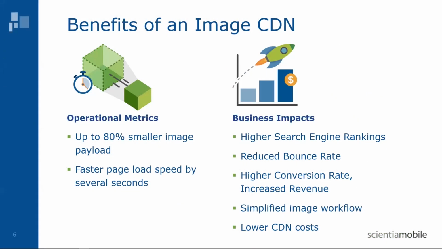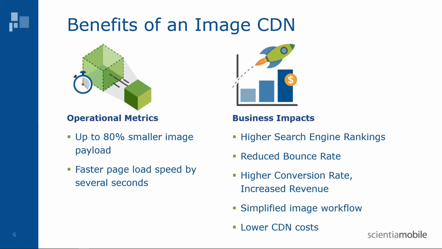One of the chief benefits of an image CDN is reducing that image payload. That reduction in image payload leads to a faster page load speed, and typically we see that accelerated by several seconds. We'll go through a couple of case studies at the end of this, but in many cases we see up to 80% smaller image payload if you're starting with an unoptimized image beforehand.